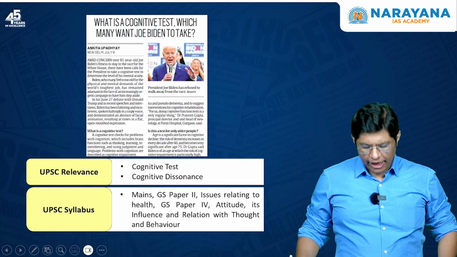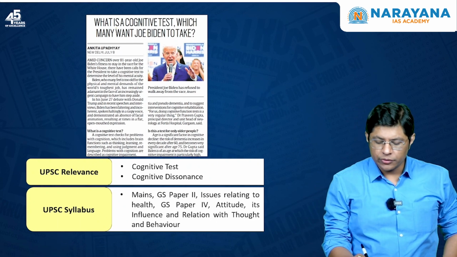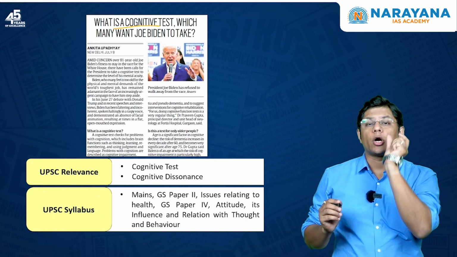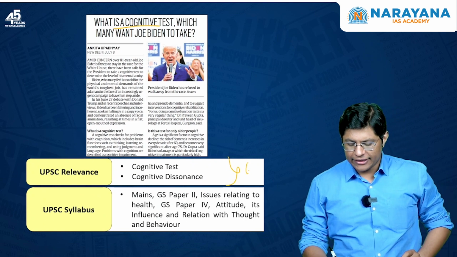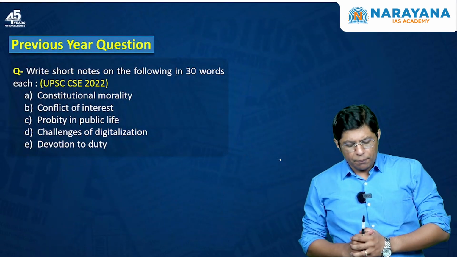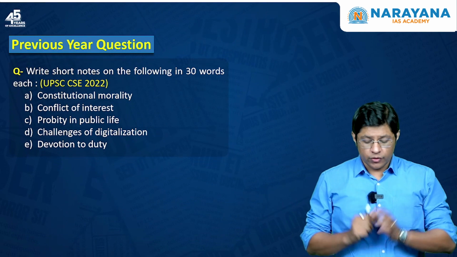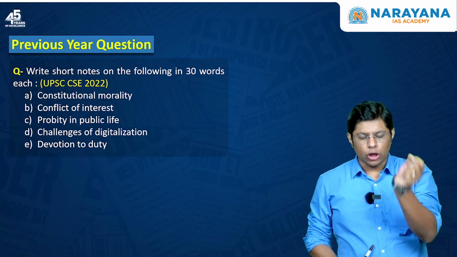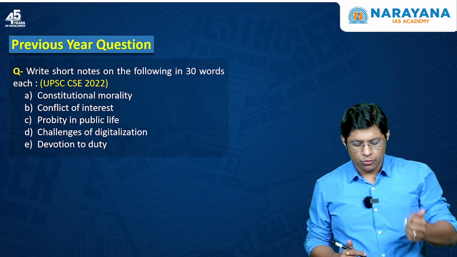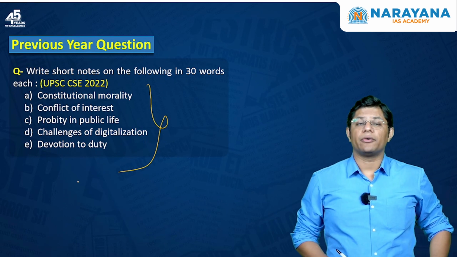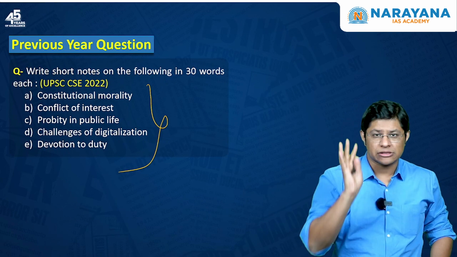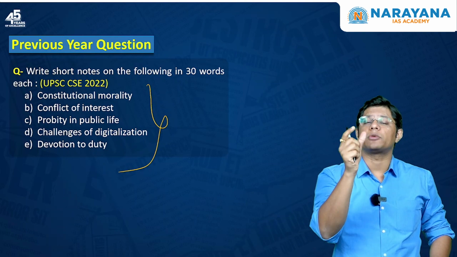Students, the title of the next topic is: what is a cognitive test? In this article, we'll understand the cognitive test and cognitive dissonance, which is a part of Ethics, GS Paper 4, right? Now, a previous question was asked in the year 2022. The question was: write short notes on the following in 30 words each. One is constitutional morality. These are some key terms. Similarly, UPSC can also ask to write a short note on cognitive dissonance. For that reason, you need to understand this concept of cognition.